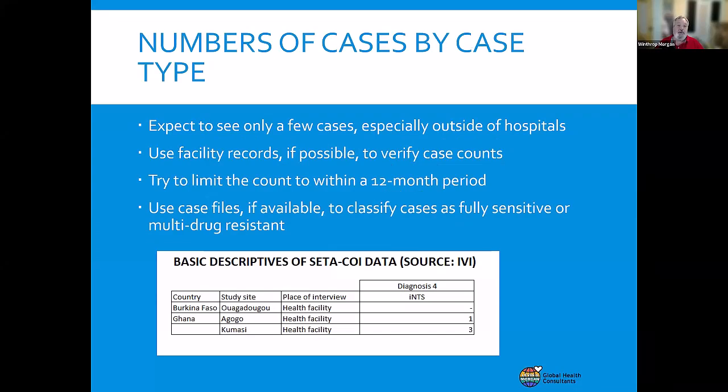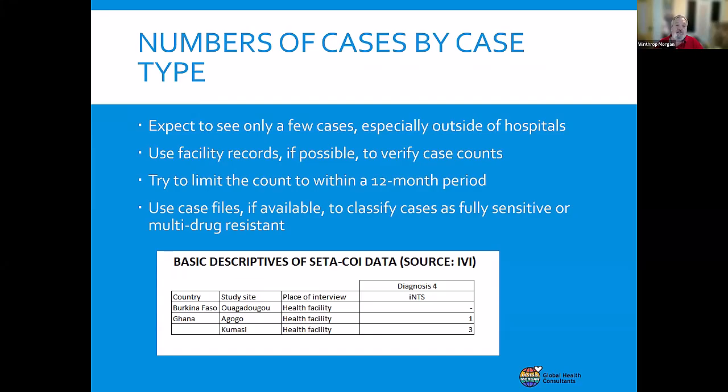As I said before, with the number of cases, it was very small. So I went back to the SETA COI data that I'd received a couple of years ago. And at that point, you can see the diagnosis where there was INTS in Burkina Faso. Not a single INTS case had been recorded at that time by IVI. And in Agogo, we had one. In Kumasi, we had 3 for our health facility.